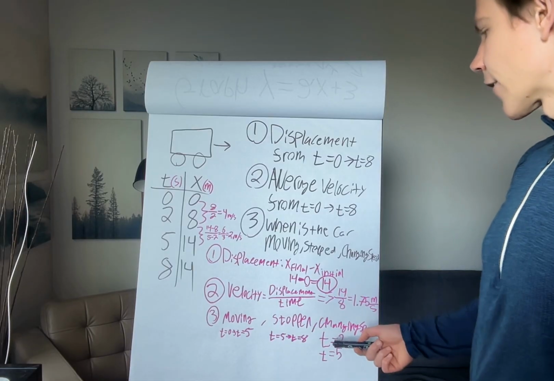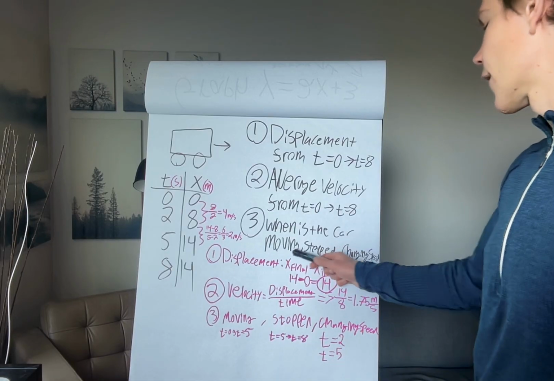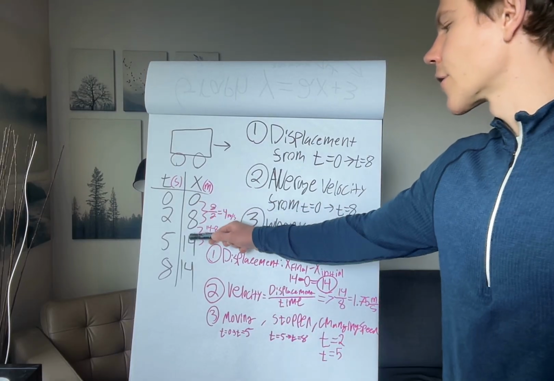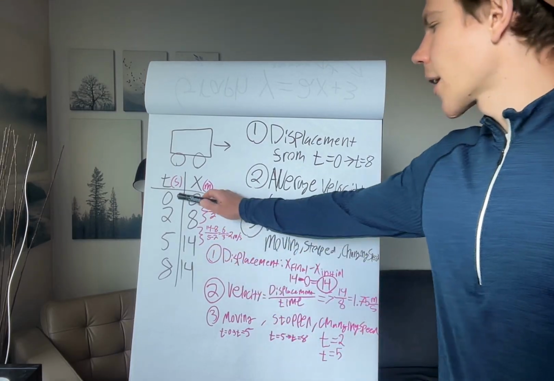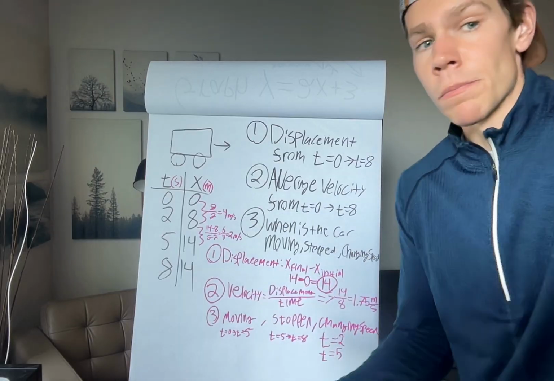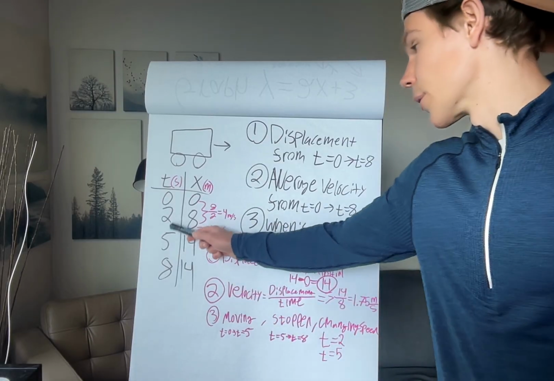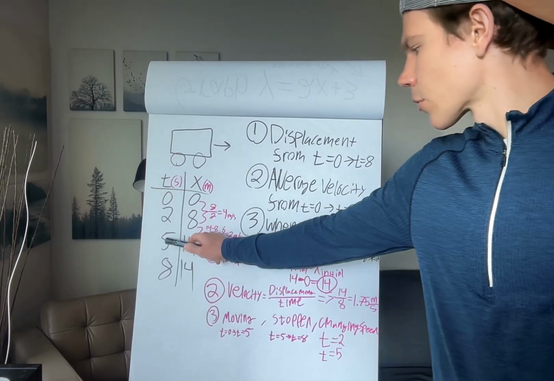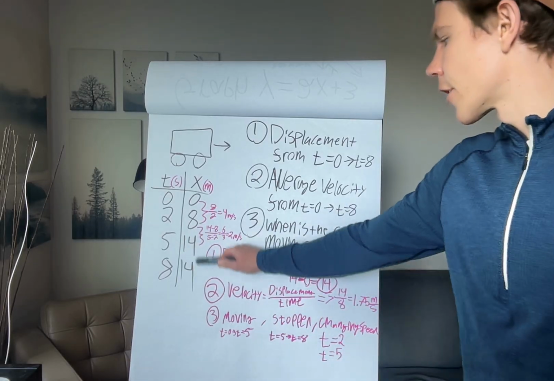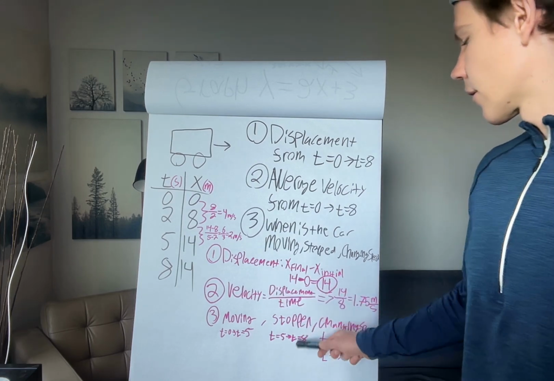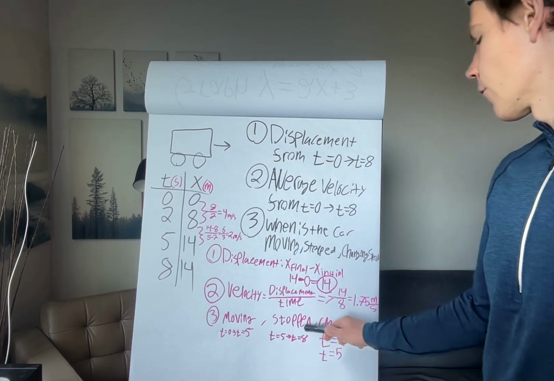And then the final question is, when is the car moving, stopped, changing speed? Well, let's look at each of these intervals of time. From time t equals 0 to t equals 2, the position changes. So the car is moving. From time t equals 2 to t equals 5, position also changes. But then from time t equals 5 to t equals 8, the position does not change. So the car is stopped.